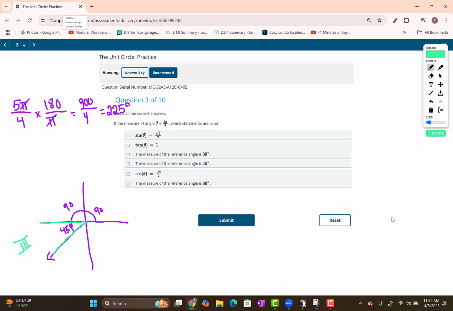So right off the bat, I can see what the reference angle for this problem is going to be. The reference angle is always acute. It's always the angle that's formed with the x-axis. So that 45 degree angle is our reference angle. So we know it's not 30 and we know it's not 60. We could find the other answer using a graphing calculator, but I'm going to do this the long way just to show you an alternate way to do it other than just with the calculator.